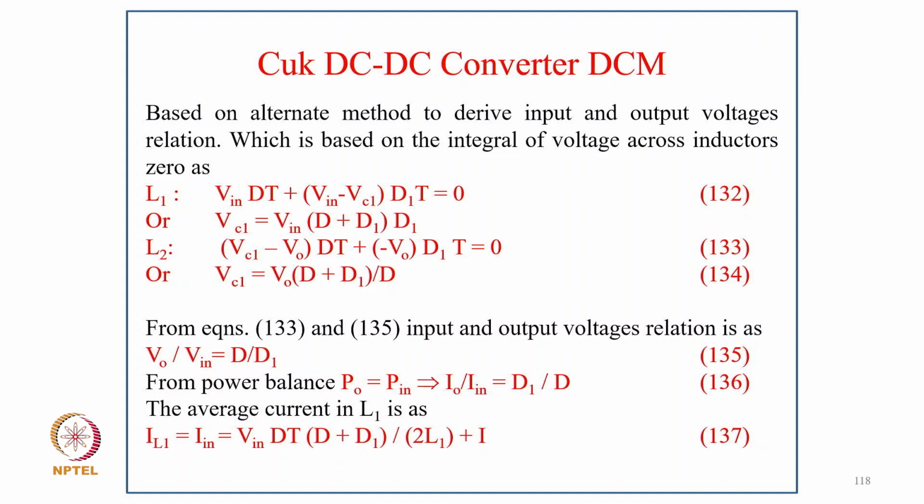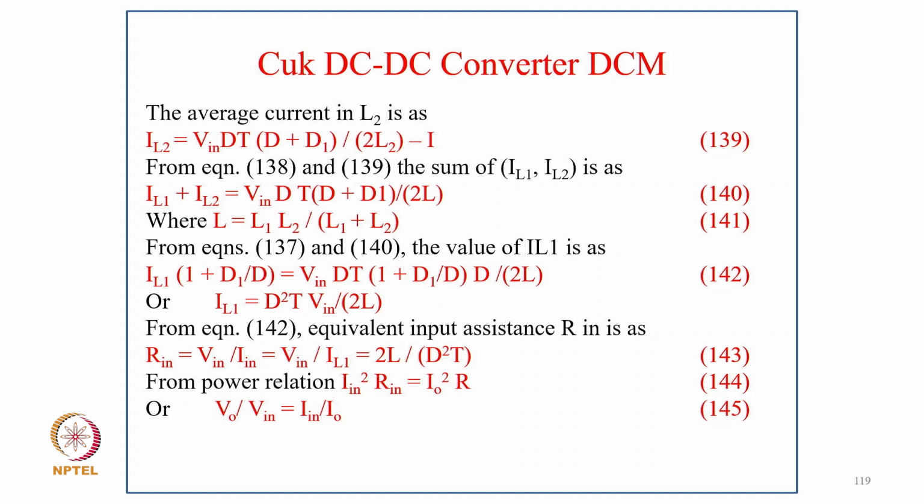So Vc1 goes from this relation equal to Vo in bracket (Vd plus d1) by d. Equating both Vc1 relations here, we get V upon Vin equal to d upon d1, and for power balance, Po equals Vin Iin, so Io upon Iin becomes d1 upon d. So the average current in the inductor is IL1 equal to Vin dT (d plus d1) divided by 2L1 plus I, and IL2 equal to Vin dT (d plus d1) divided by 2L1 minus I.